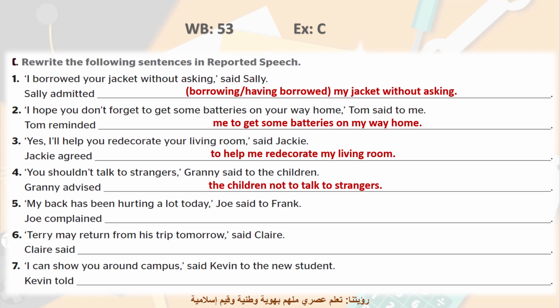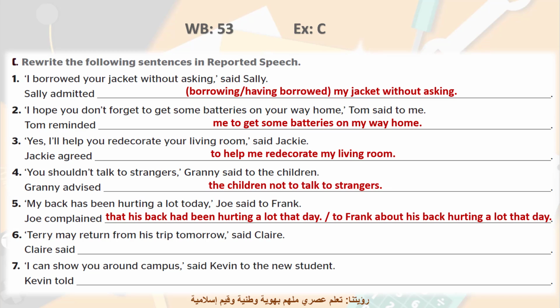Number 5, "My back has been hurting a lot today," Joe said to Frank. Joe complained that his back had been hurting a lot that day. Or Joe complained to Frank about his back hurting a lot that day. Number 6, "Terry may return from his trip tomorrow," said Claire. Yes, the answer is Claire said that Terry might return from his trip the following day because tomorrow is converted to the following day. Number 7, "I can show you around campus," said Kevin to the new student. Kevin told the new student that he could show him or her around campus.